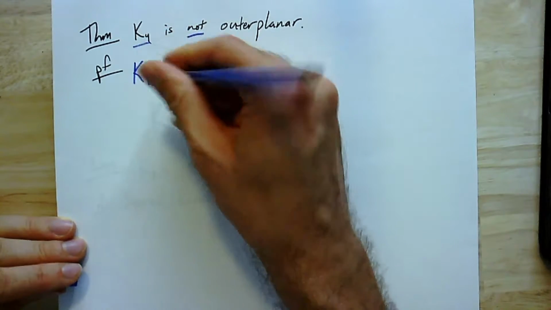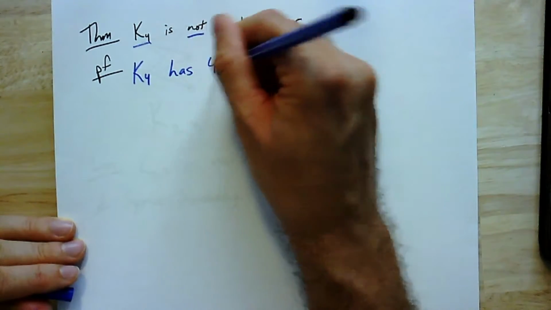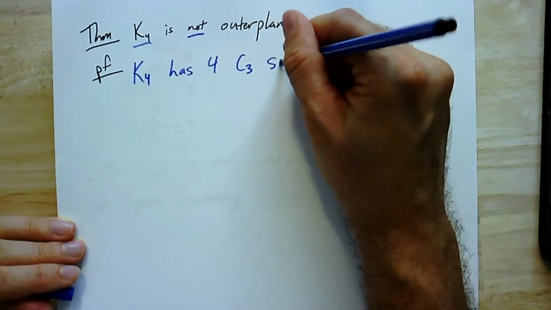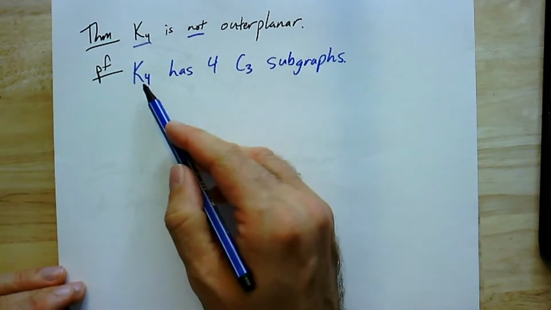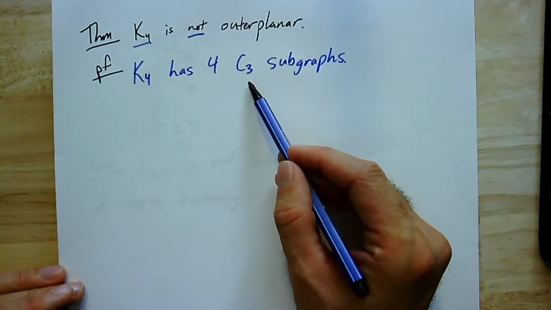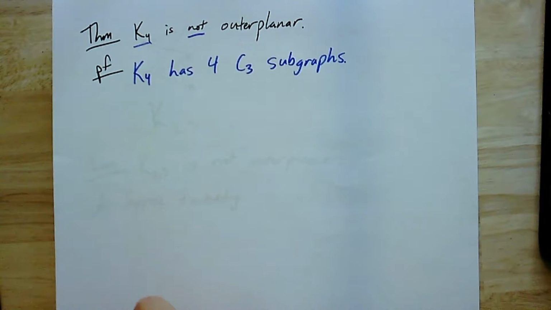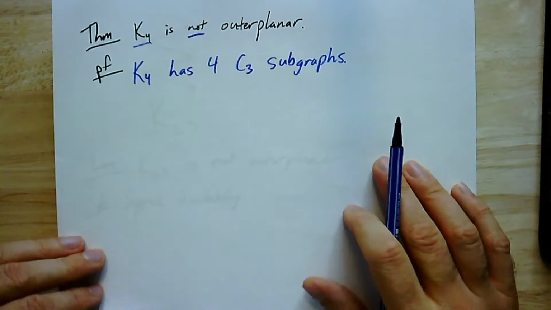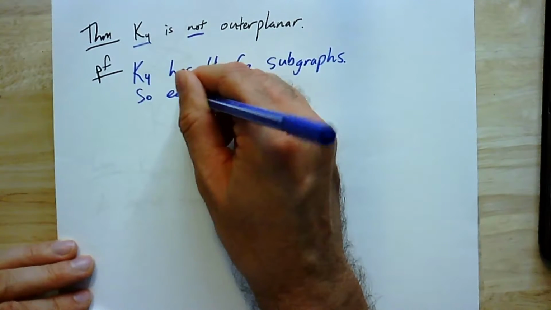The way you would prove that is you start by observing, well, K4 has 4 C3 subgraphs. It has only 4 vertices. Remember we just said that for a 4 vertex graph, if it has a C3 subgraph, each one of these triangles actually has to be a face. It has to bound a face, that is, in the embedding. Right, so each bounds a face.